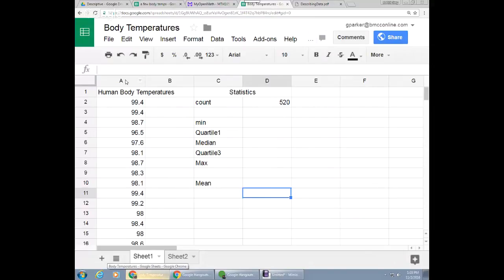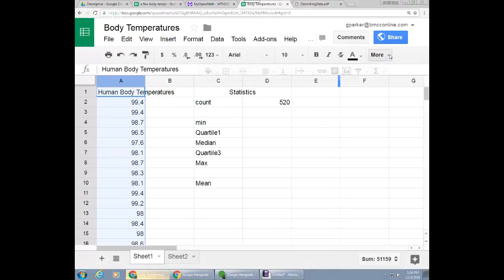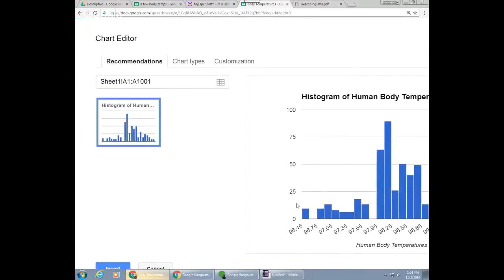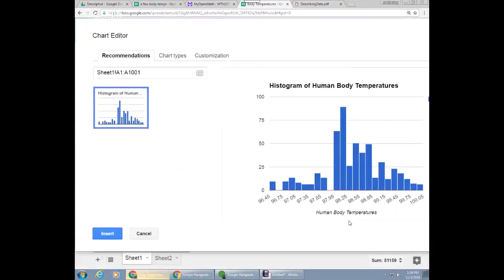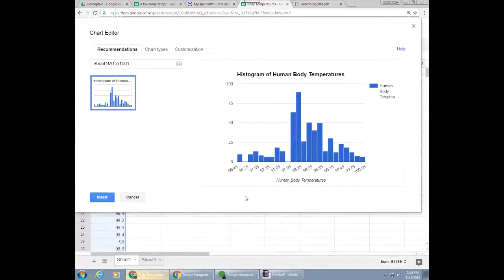So with Google, I can just highlight this column. There's like 519 of them in there. And I can go to more and say, hey, give me a histogram. And Google says, okay, here's a histogram. Let me shrink this down. Now it picked a lot of bins. That's kind of more than I want. So then I go over to customize.